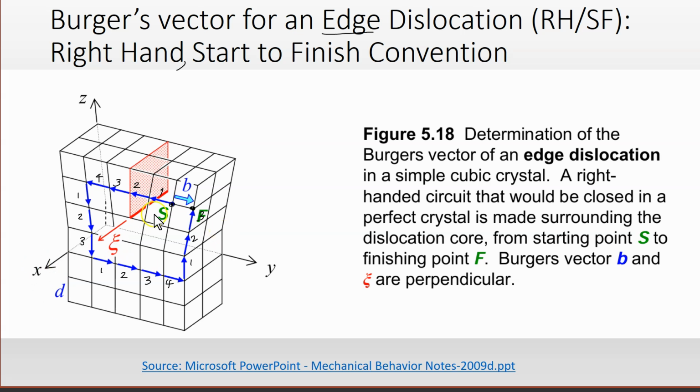We can tell this is an edge dislocation because the line of the dislocation here, which is the bottom of the edge of this inserted plane, is perpendicular to the Burger's vector.